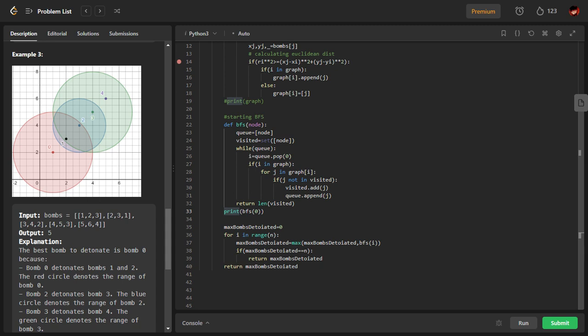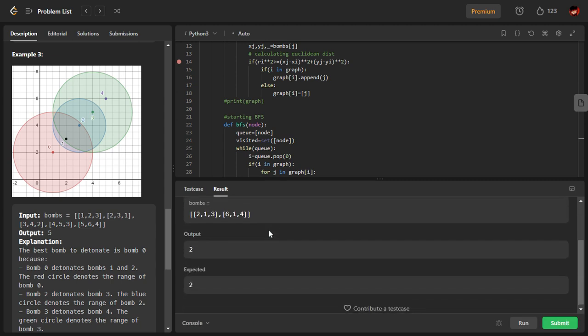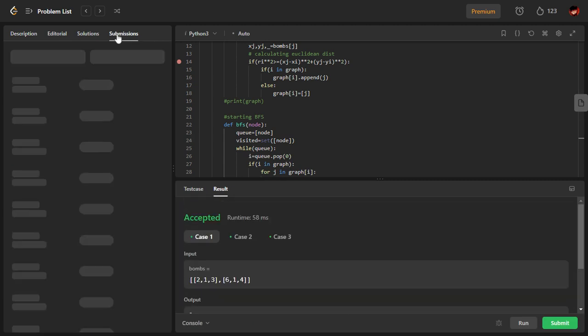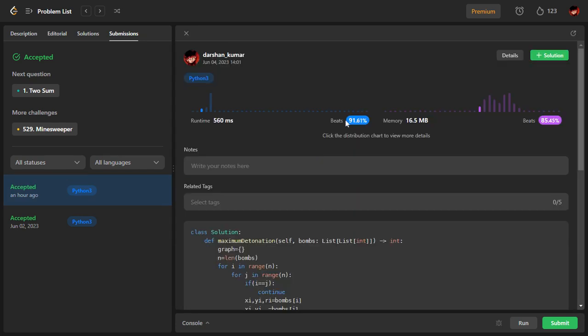Other than that, also if I can run and show you. You can see all the test cases are getting accepted. And one more thing, let me quickly show you how much. This solution beats nearly 91%, or you can say nearly 92% of the solutions. This is really fast.